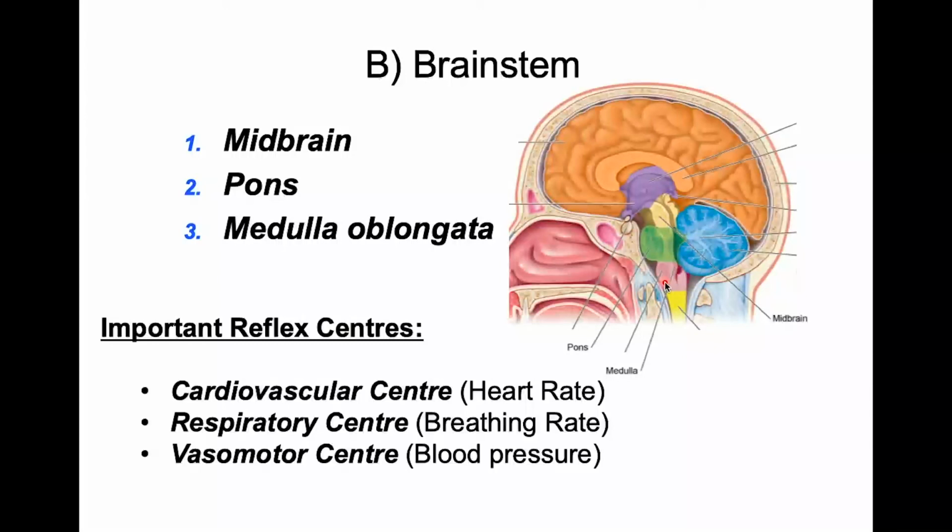We have the cardiovascular centers, which help to regulate heart rate. We have the respiratory center, which helps to regulate breathing. And then lastly, the vasomotor centers, which help to regulate blood pressure.